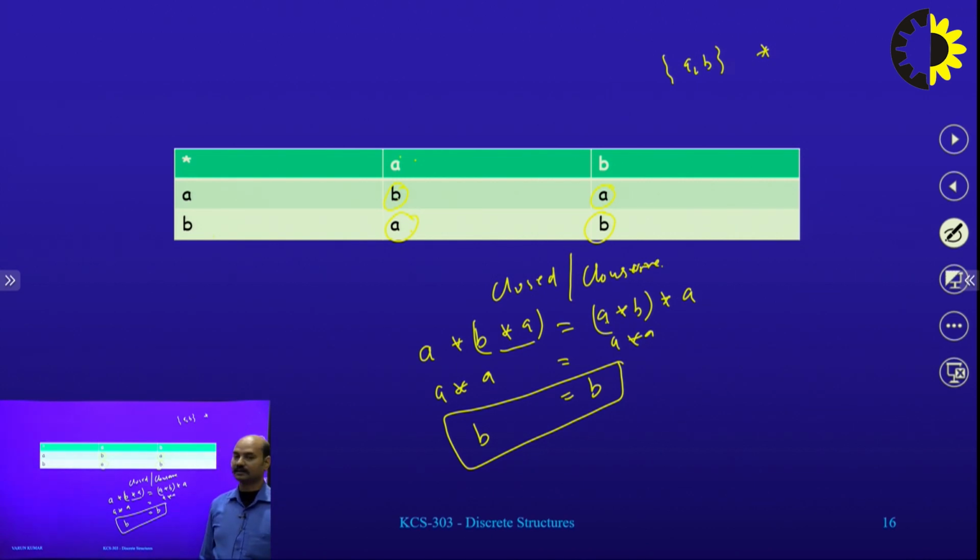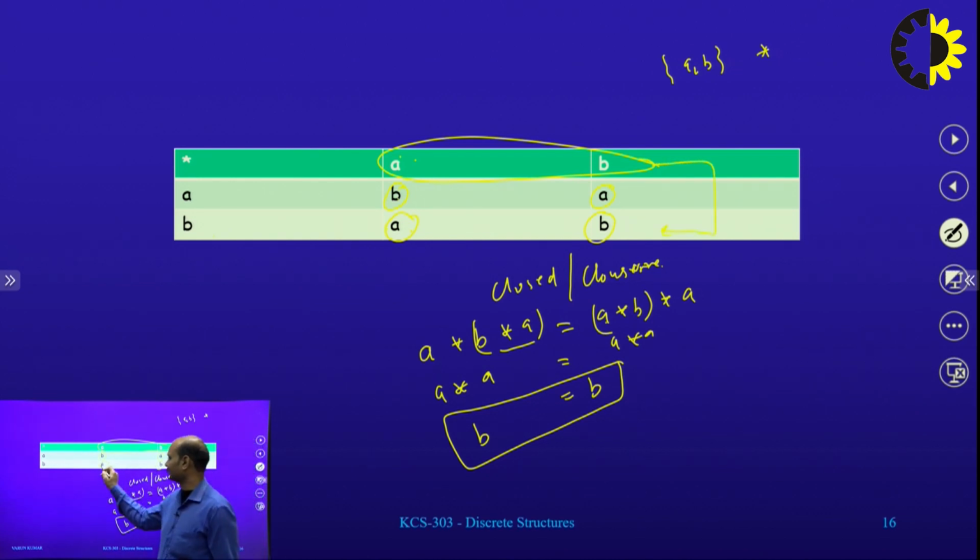And the third property is the identity element. Is there any identity element? The identity element is either A or B. So we check: here there are A and B, and the same row is repeated here. So we can say that B is the identity element. E is equal to B. That third property is also satisfied. There is an identity element in the group.